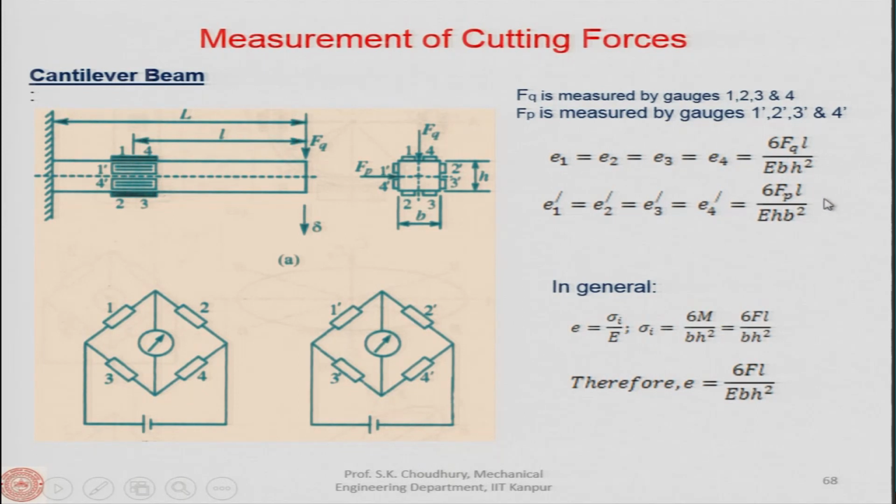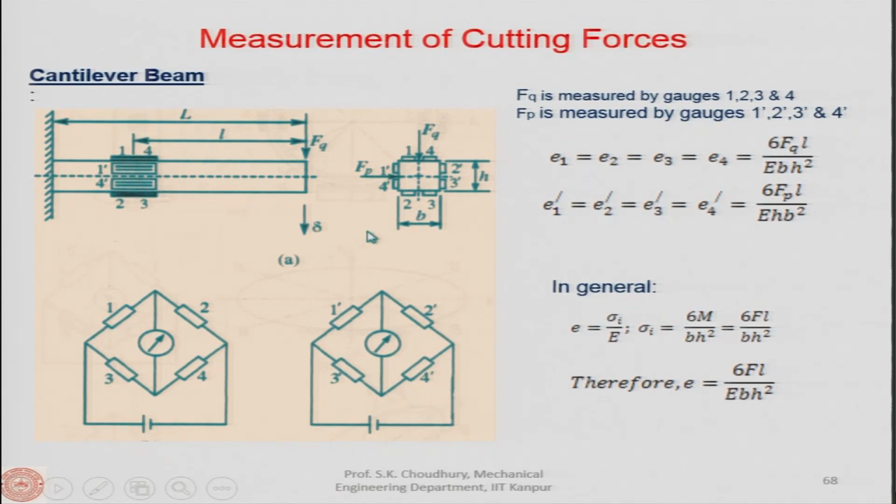B and H are the physical parameters that will be given by us, and L will be known. So, if we are measuring the strain, Fq being unknown and all other parameters known, Fq can be found out from the strain that you have measured multiplied by E, B and H square divided by 6 into small l, that is it. Here also, similarly, you can find out the Fp in the same way by measuring the strain from here, and that multiplied by E h b square divided by 6 l.